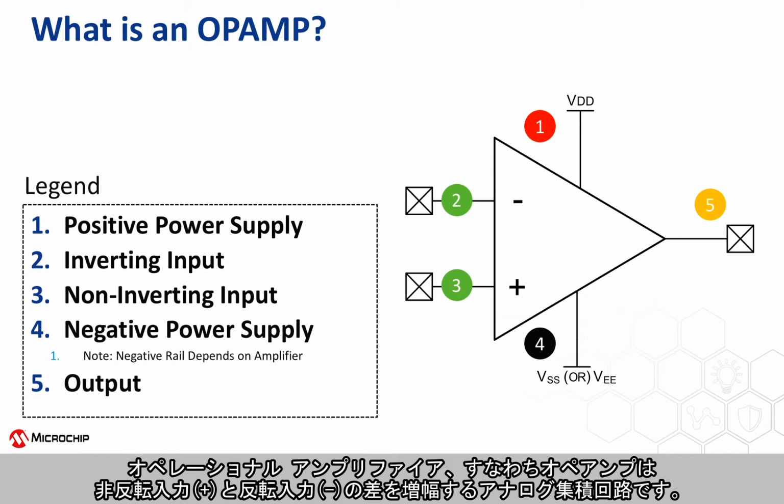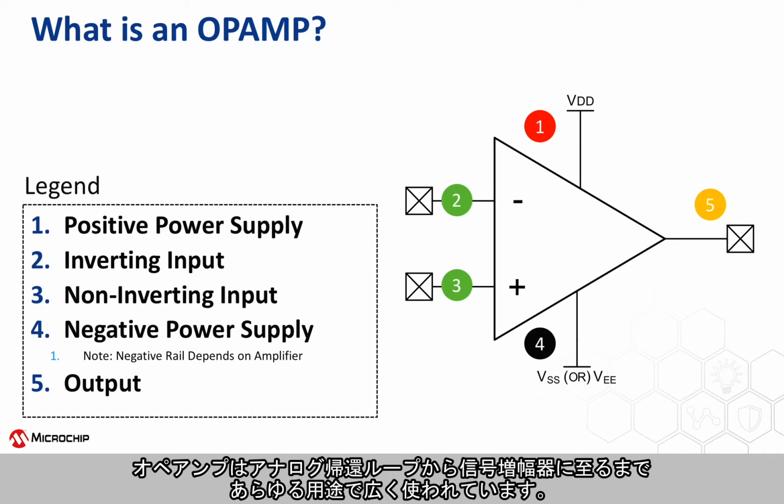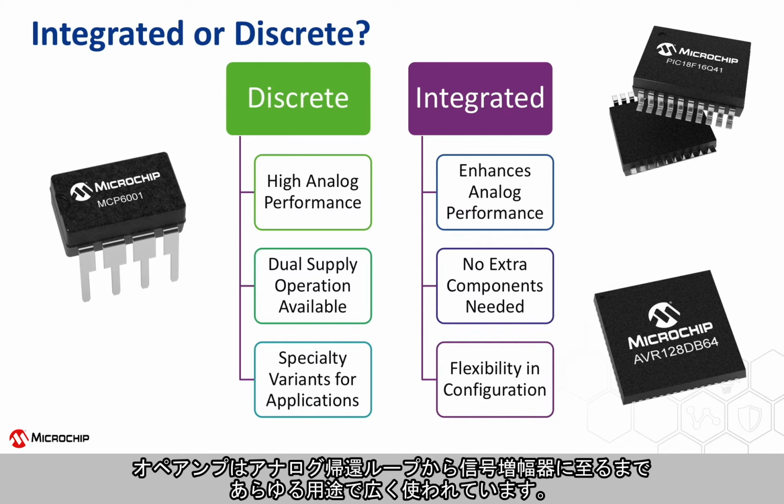The operational amplifier is an analog integrated circuit that is designed to amplify the difference between its inputs, non-inverting (positive) and inverting (negative). Operational amplifiers are commonly used in everything from analog feedback loops to signal amplifiers.